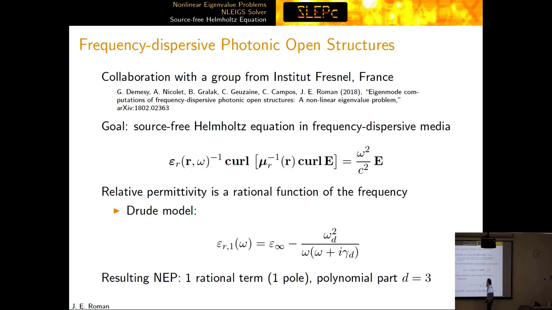So for solving the problem, we have to model this as a rational function. There are several possibilities. The easiest possibility is called the Drude model, where the permittivity is expressed in this way. This is a rational function. And with this, we can formulate a nonlinear eigenvalue problem. In this case, we have only one rational term and a polynomial part of degree 3. So the number of terms is only 4, so it's not very large.